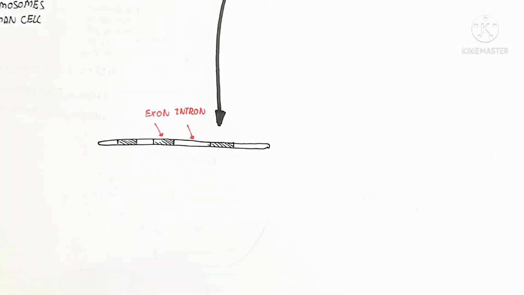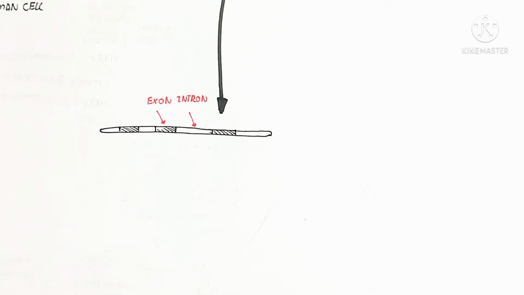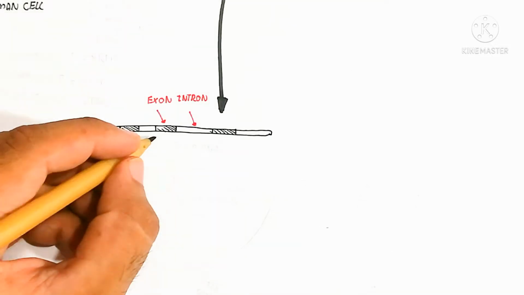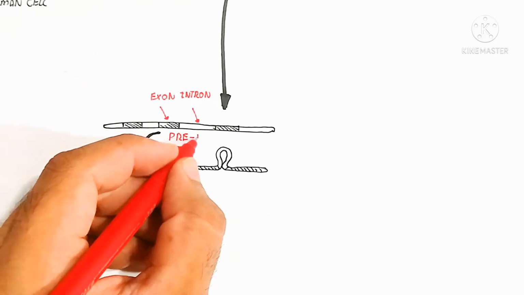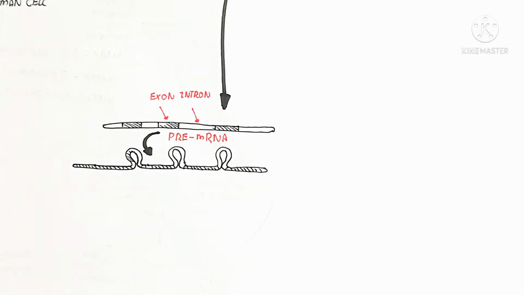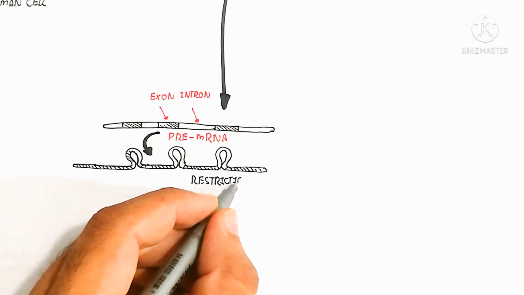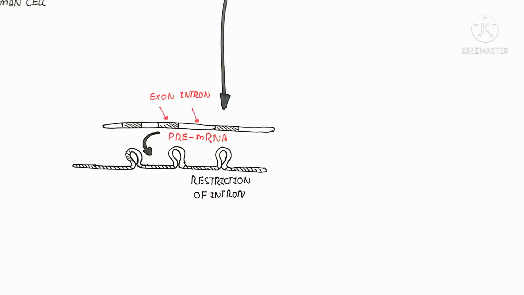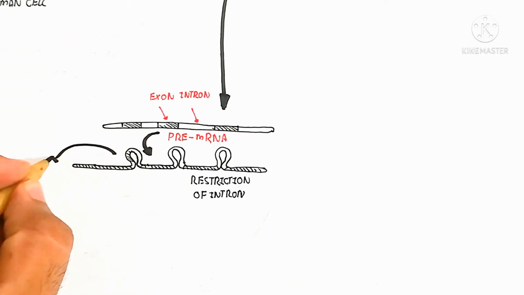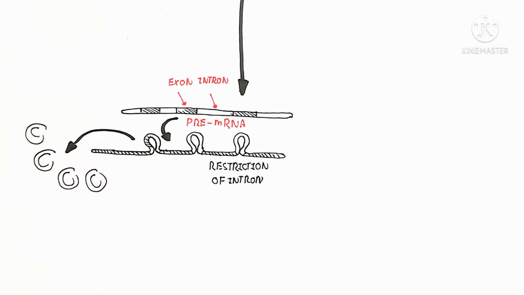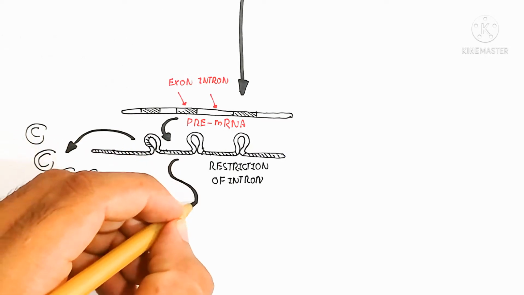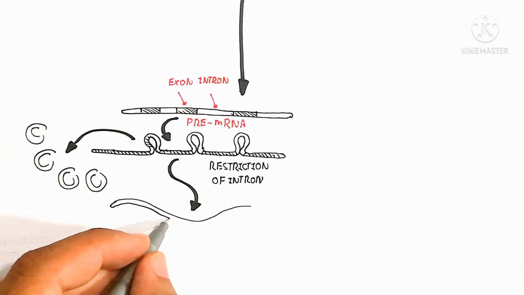This messenger RNA is known as the pre-messenger RNA. This pre-messenger RNA contains exon and intron. Exon contains the coding sequence, while the intron is the non-coding sequence. It means the intron will be released after the modification, and pre-messenger RNA will become a messenger RNA.